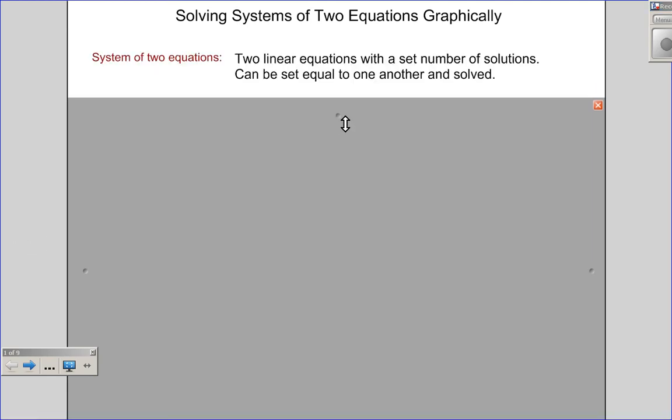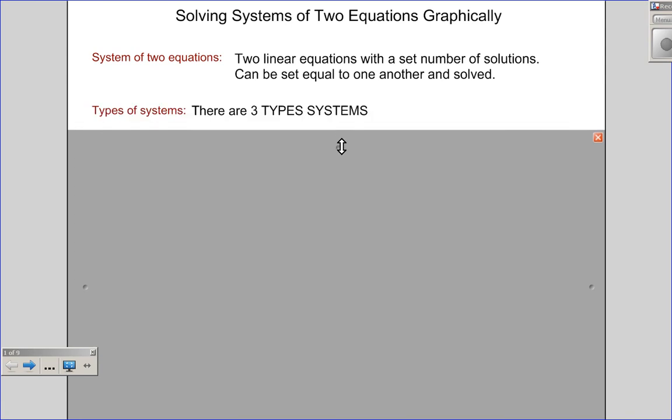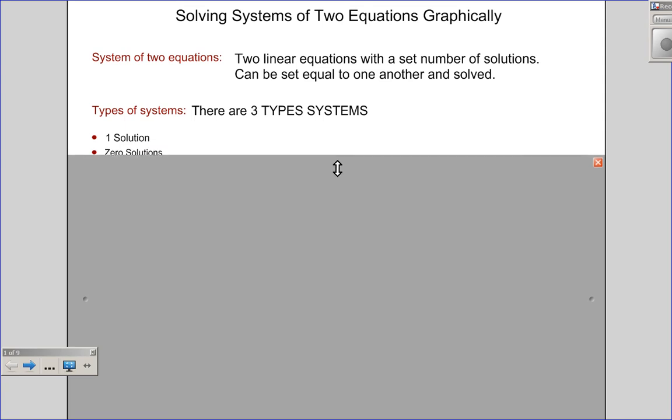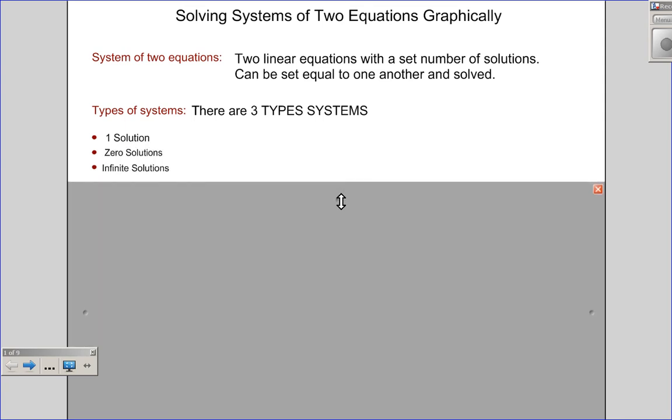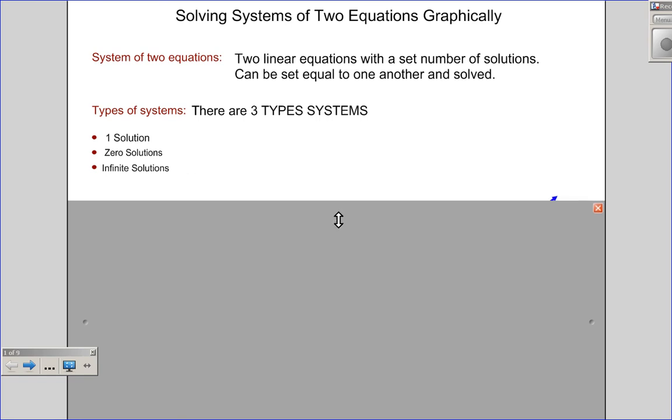So what is a system of two equations, or just a system of linear equations, or two linear equations? Remember, those are our lines with a set of number of solutions. They can be set equal to one another and solved, can be graphed, but we're looking for the solution. So there are three types of systems. There are those that have one solution, those that have zero solutions, and those that have infinite solutions. We're going to be looking at all those different types of graphs over the course of this module.